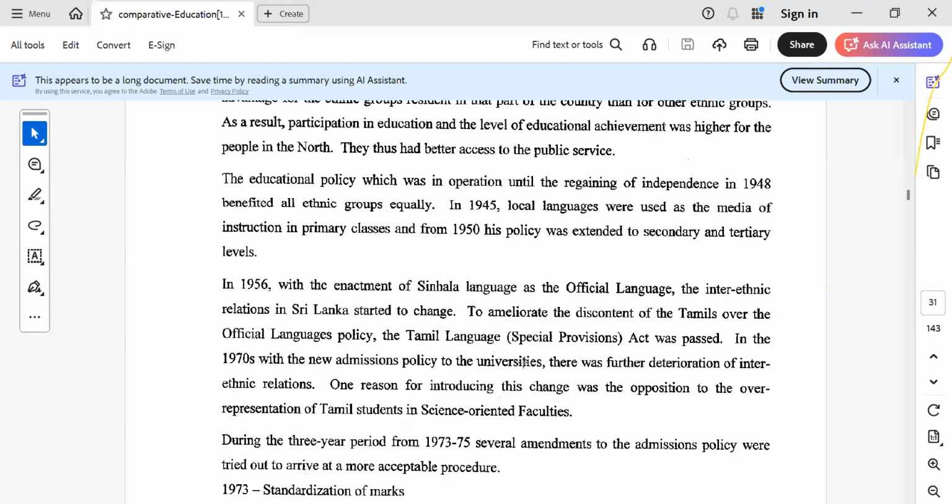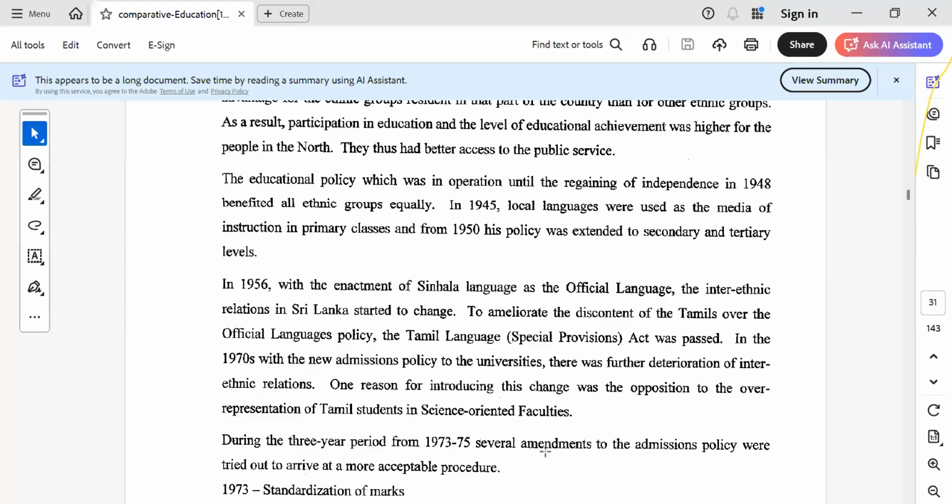So in 1956, with the enactment of a single language as the official language, the inter-ethnic relations in Sri Lanka started to change. Before that, they never thought of these ethnic differences, right? After 1956 only, the people thought of ethnic differences.